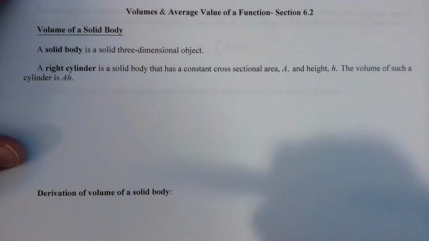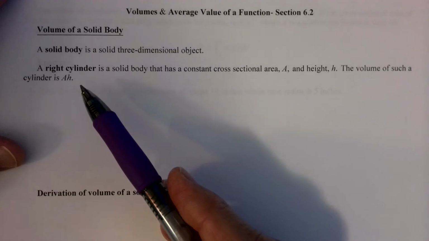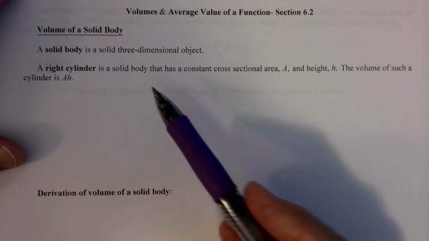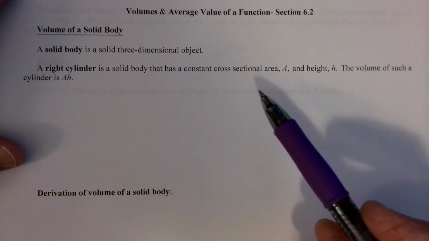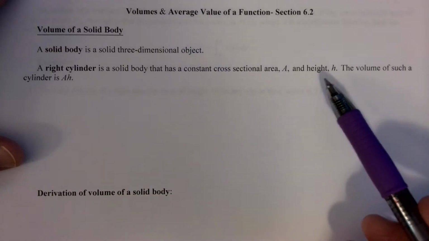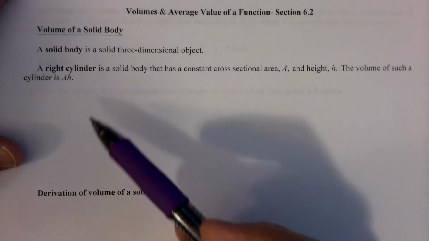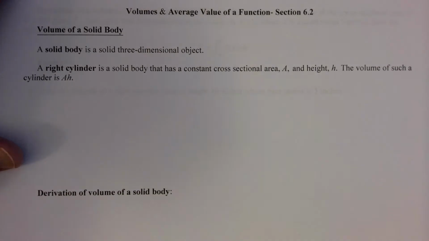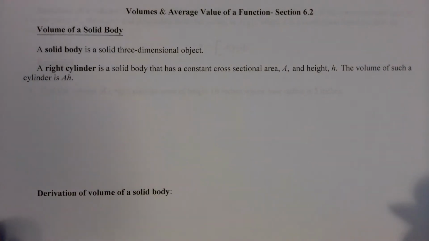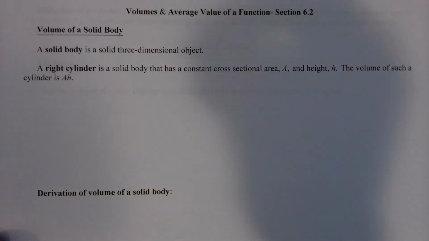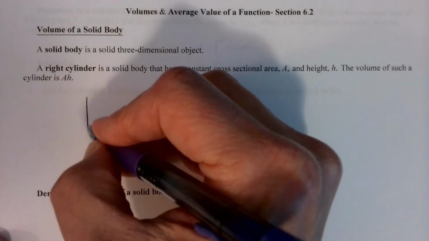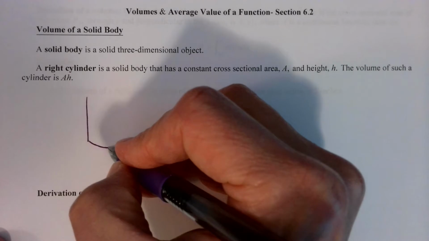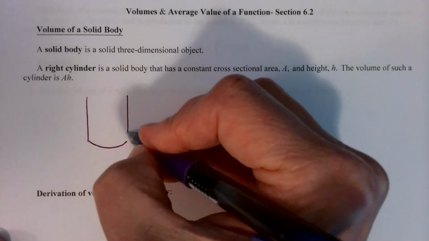In particular, let's talk about a right cylinder first of all. That's a solid body that has a constant cross-sectional area. And if it has a height of h, then the volume is simply that cross-sectional area times the height. An example of a right cylinder is a right circular cylinder. I'm going to try and draw a three-dimensional object on a two-dimensional sheet of paper.